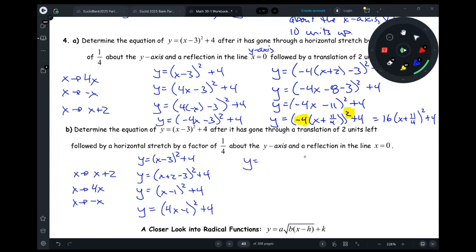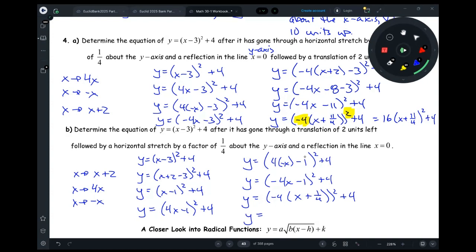And finally, I'm going to replace that x that I see there with a negative x. And I'm going to put parentheses around it to indicate that I'm multiplying it by that 4. And now I will simplify that. I'll get (negative 4x minus 1) squared plus 4. And now I'm going to factor out that negative 4. And that's going to leave me with x plus 1 over 4. And finally, I'm going to do the same thing I did previously. I'm going to distribute that square to get 16 (x plus 1 over 4) squared plus 4.